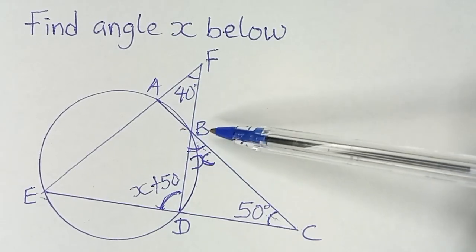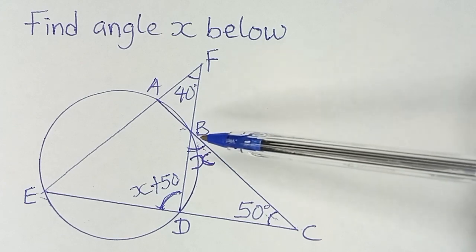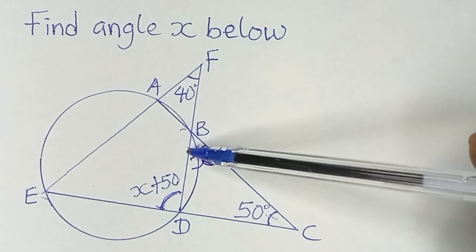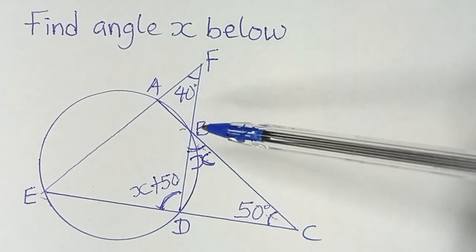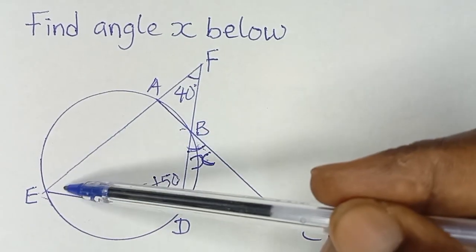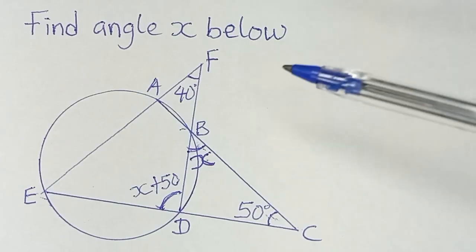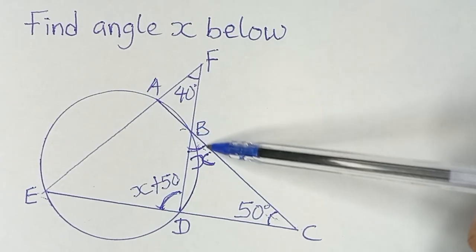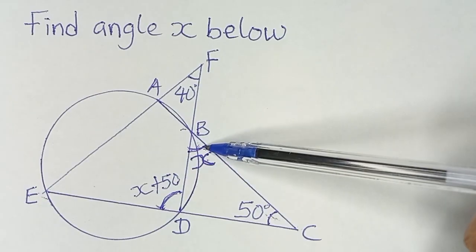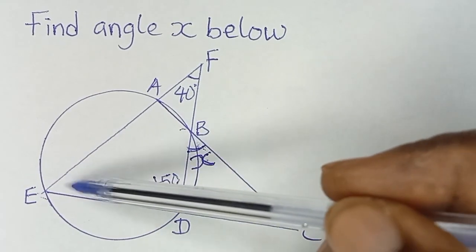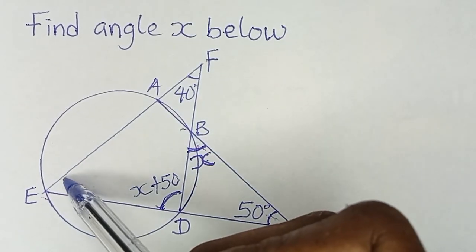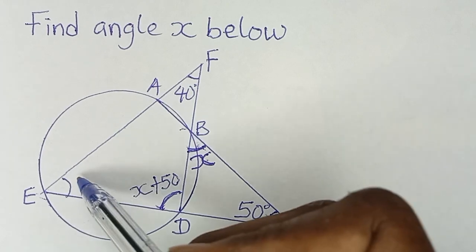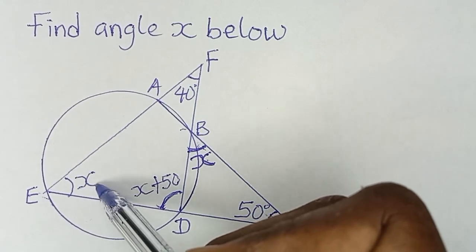So the theorem for a cyclic quadrilateral states that the exterior angle of a cyclic quadrilateral is equal to the opposite interior angle. Take note of that: the exterior angle of a cyclic quadrilateral is equal to the opposite interior angle. So if this exterior angle is x, then the opposite interior angle of the cyclic quadrilateral is also x.